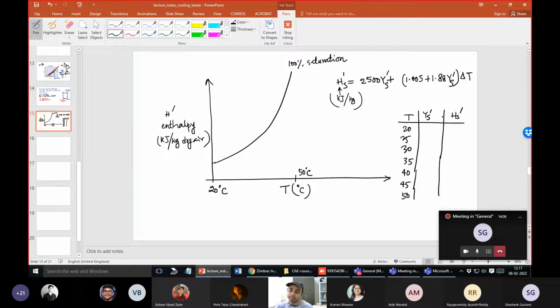Can I quickly ask everyone to get this chart done in your copy or in your graph sheet?